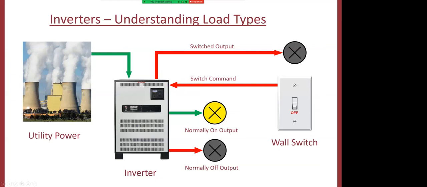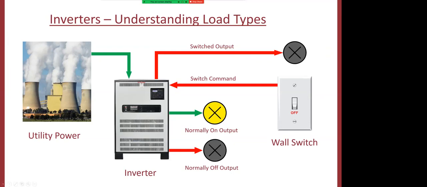So let's jump down to the 1,000-foot view of the different types of outputs, or output circuits, on an inverter. Again, utility power on the left-hand side coming into the inverter, and then we have the outputs of the inverter. We can have three different types of outputs: normally off, normally on, and switched outputs. In normal mode, when there is normal utility power present, our normally off output would be off. That would be basically any emergency fixture that only needs to come on during a power outage.